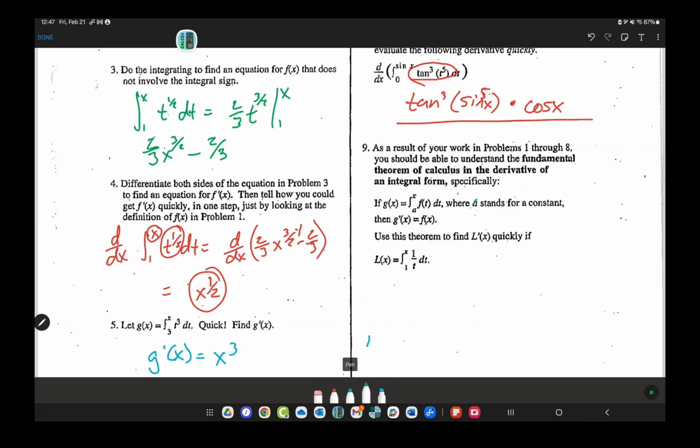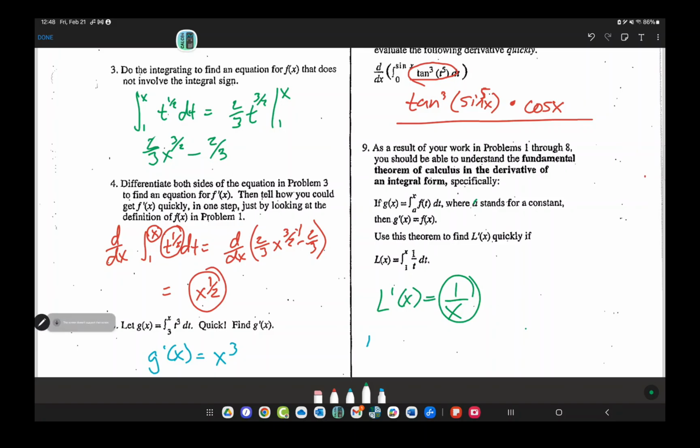Yeah, I understand that. All right, so as a result of your work in problems 1 through 8, you should be able to understand the fundamental theorem of calculus and derivative in integral form. Specifically, if g of x is an integral from a to x of f(t) dt, where a stands for a constant, then g prime of x is just f of x. Let's use this theorem to quickly find the L prime of x here. So that would just be what? L prime of x would be 1 over x. You just replace t with x.